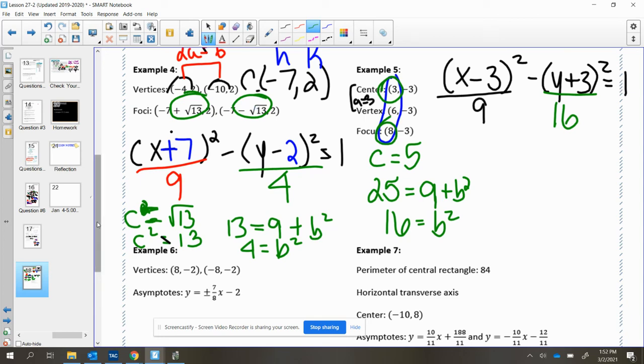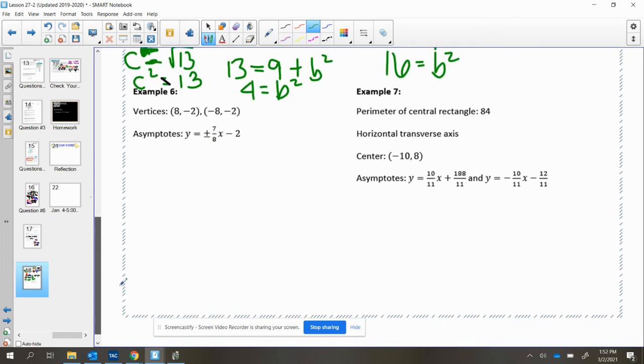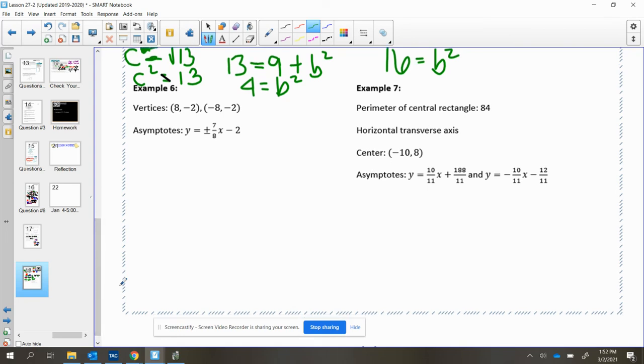Okay, last piece here is looking at some that are involving our asymptotes, right? So this first one is, again, not giving us the center, but we know that's going to be the midpoint between our vertices. So 8 plus -8 is 0, divided by 2 is 0. And then -2 plus -2 is -4, divided by 2, -2.